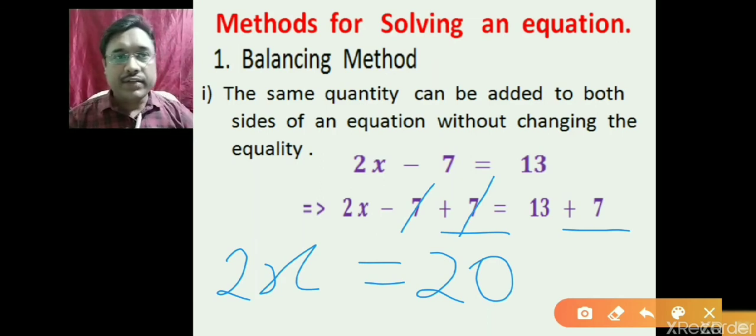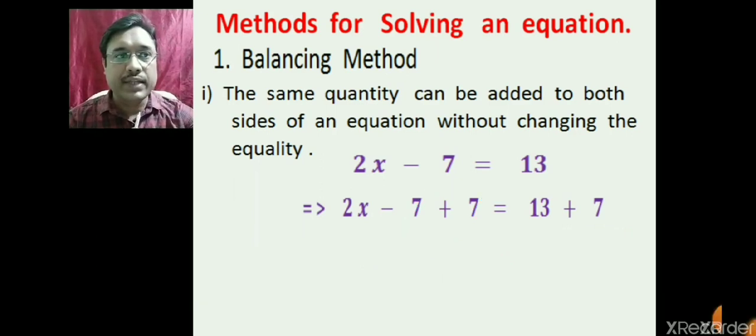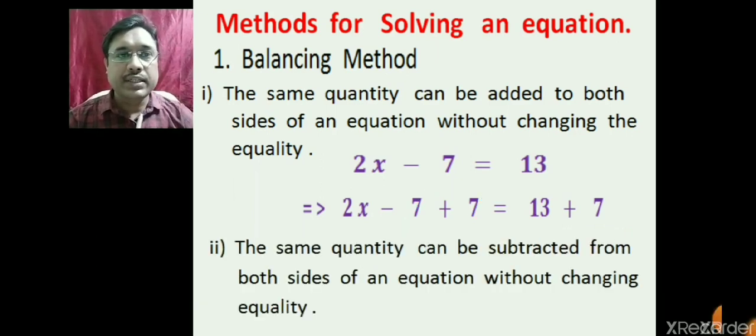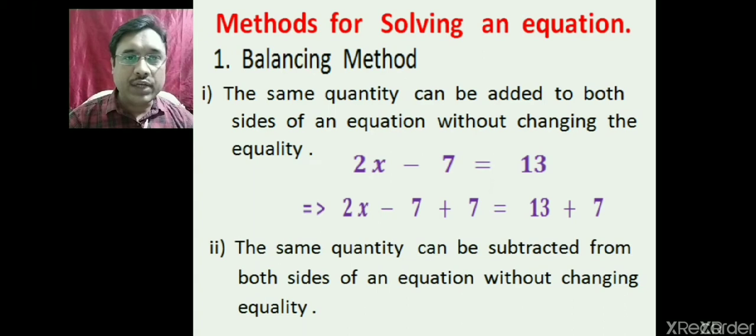After that, in this step, we can divide both sides by 2. That is also one of the steps of the balancing method. The second one is that the same quantity can be subtracted from both sides of an equation without changing the equality. Here also the equality will not change when you subtract the same value from both sides.